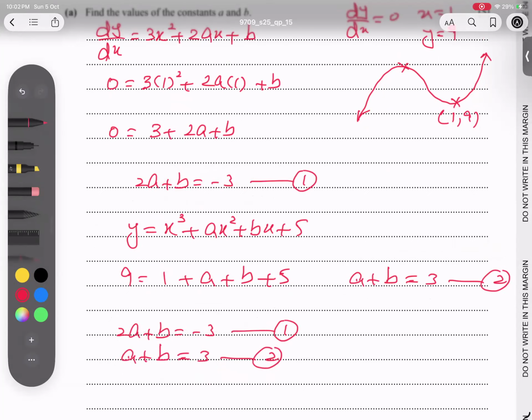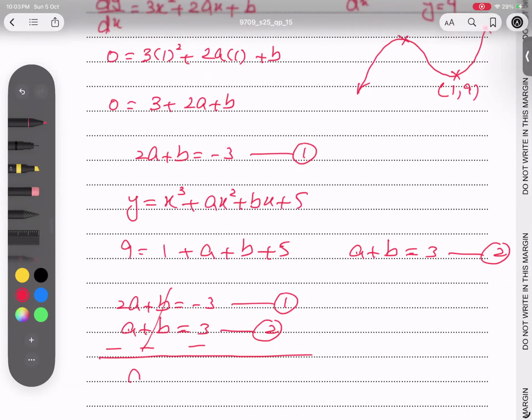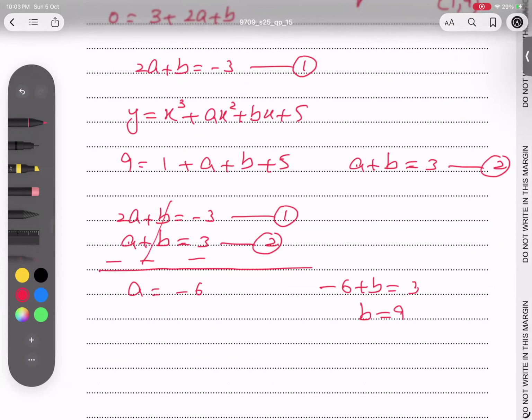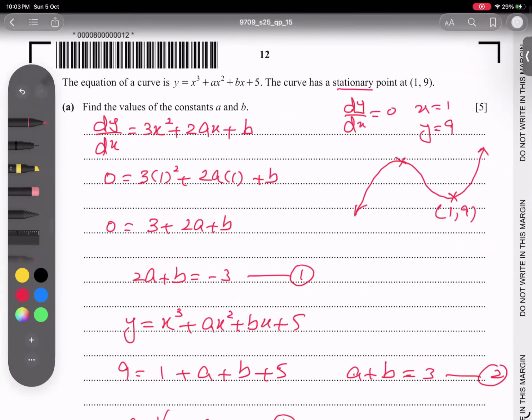Okay, so what I can do now: change the signs, negative, negative, and this cancels out, and I got a is equal to -6. And this -6 I can plug into any equation. So I plug it in here: -6 plus b is equal to 3, and b becomes 9. So alhamdulillah, this is done, and this part is over.